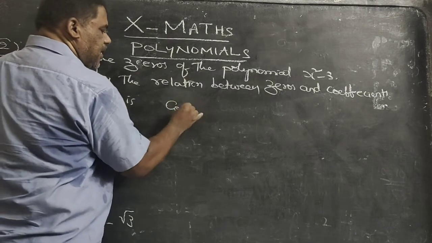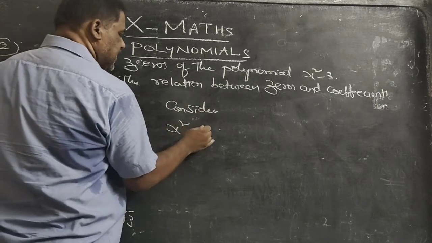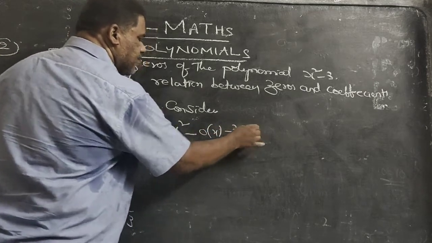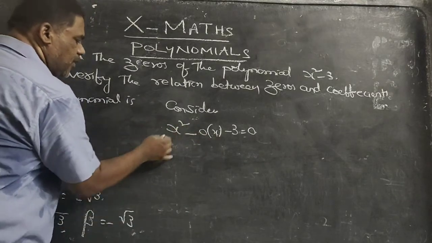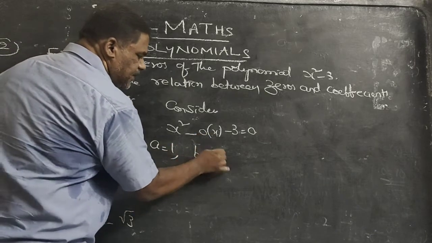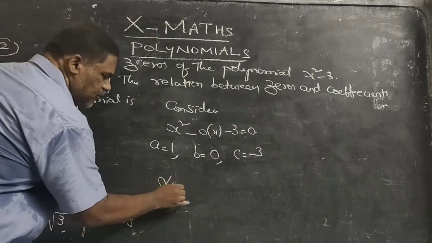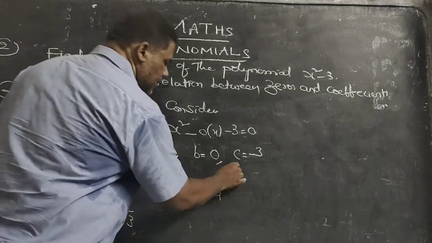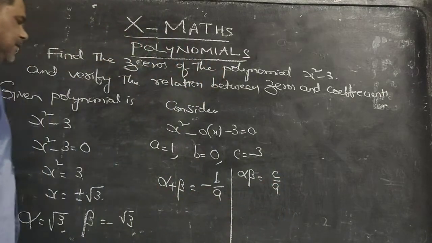Now consider the polynomial x square minus, here x term is not there, let us write 0 into x minus 3. X term is missing, you have to write 0 into x. So x square coefficient is called a, that is 1, x coefficient is called b, that is 0, constant is c, that is minus 3. Now first we have to find alpha plus beta, this should be equal to minus b by a. And next alpha beta should be equal to c by a.